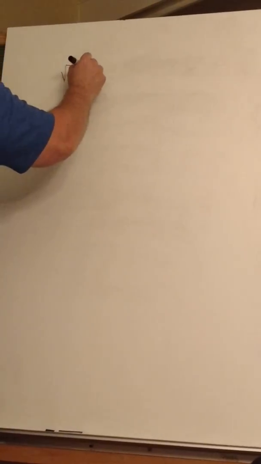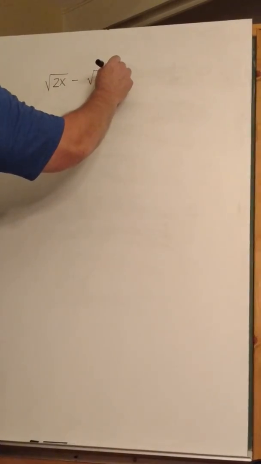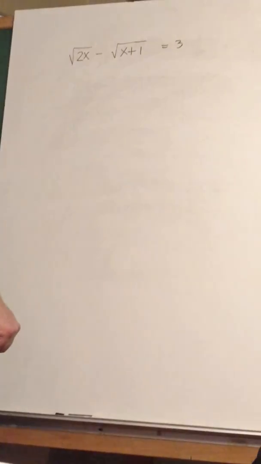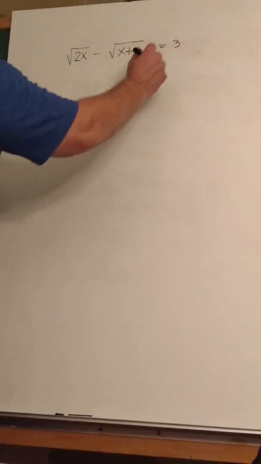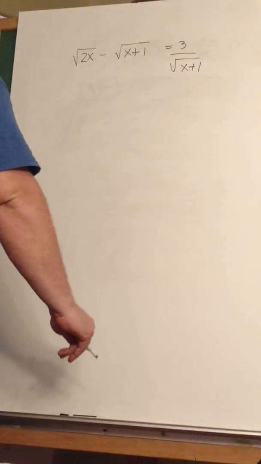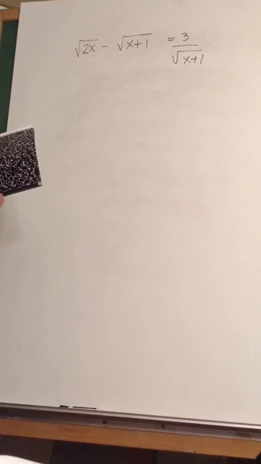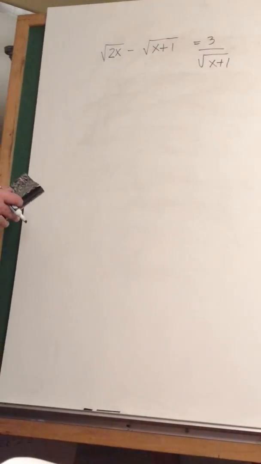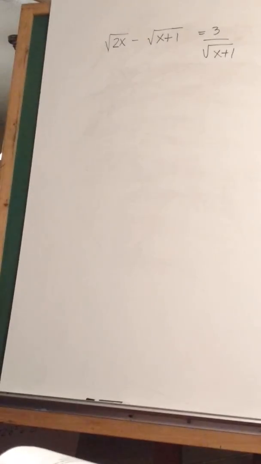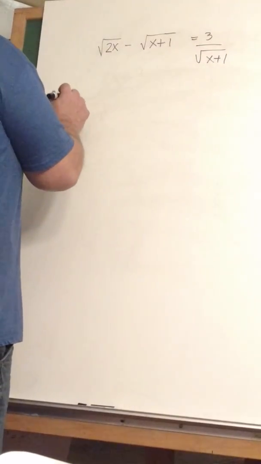square root of 2x minus the square root of x plus 1 equals 3 over the square root of x plus 1. Oh, I'm sorry, 3 over square root of x plus 1. Alright, now in this one, what does your instinct tell you to do here? Well, what if I multiply every term on both sides by the square root of x plus 1? Because that'll get rid of it in the denominator.